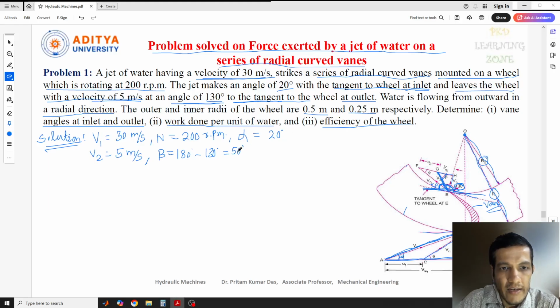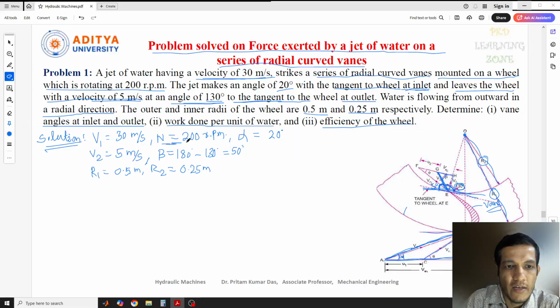Next is the radius. The inner radius and outer radius are given, so you can write R1 equal to 0.5 meter, and R2 is also given in this question as 0.25 meter, half of this. And now we can see the angular speed. The speed of the wheel is given as 200 RPM.